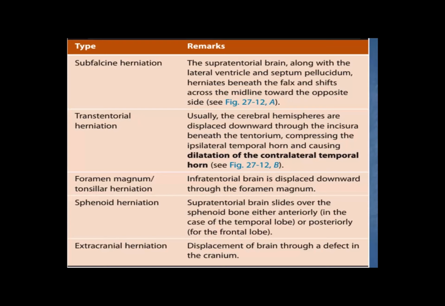The foramen magnum or tonsillar herniation: infratentorial gland is displaced downward through the foramen magnum. Sphenoid herniation: the supratentorial gland slides over the sphenoid bone either anteriorly or posteriorly. The extracranial herniation: displacement of gland through a defect in the cranium.